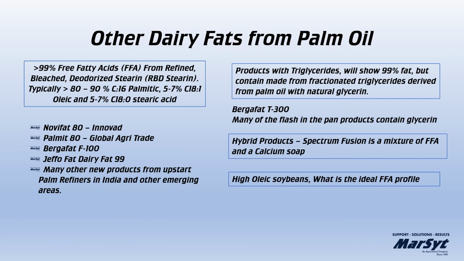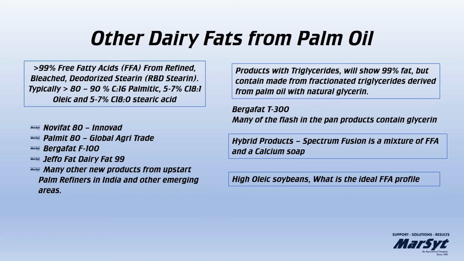Other dietary fats from palm oil. On the left would be your free fatty acid products, which are 99% or higher free fatty acids, usually containing 80 to 90% C16, and the oleic is about 5 to 7. And that's with products like NaviFat, BurgerFat, JeffoFat.